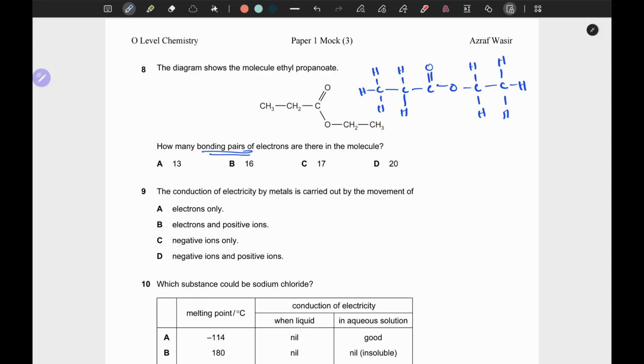So they ask for the bonding pairs of electrons. Each bond is a bonding pair. So all you really have to do is just count the number of bonds over here. So if you were to do that, we have 1, 2, 3, 4, 5, 6, 7, 8, and 9. A double bond counts as 2. So 10, 11, 12, 13, 14, 15, 16, and 17. So we have 17 bonding pairs. So the answer should be C.